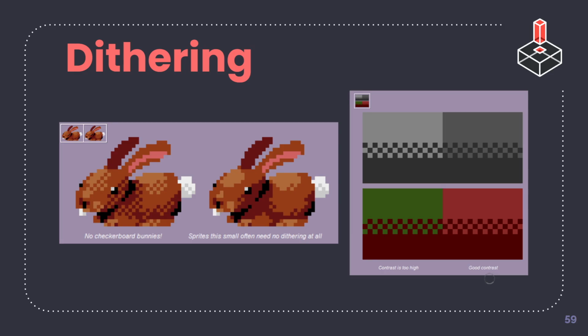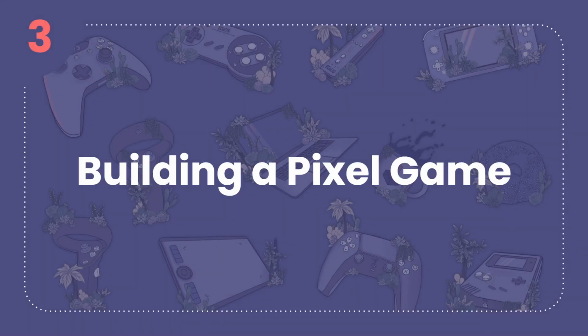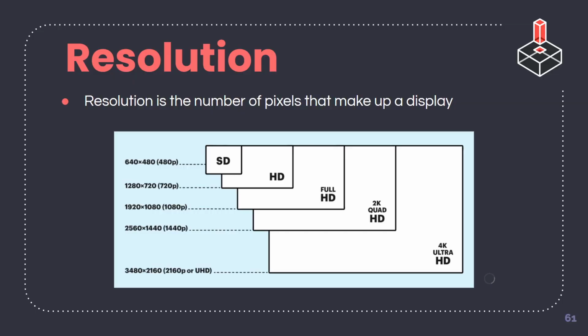Now let's talk about how to actually start building a game into pixel art. These are the things that you should pay attention to. Resolution. So what's resolution? Simply put, it's the number of pixels that make up a display. Higher resolutions have more pixels and therefore can render an image in more detail. The size of your monitor does not determine the resolution. For example, iPhones and full HD TV screens can display almost the exact same amount of pixels.